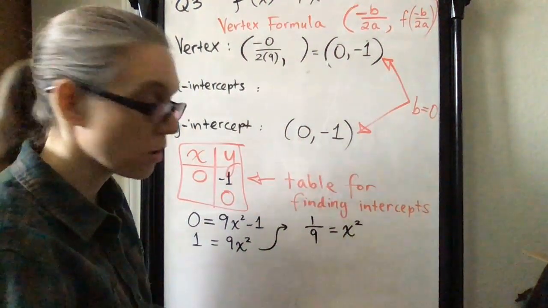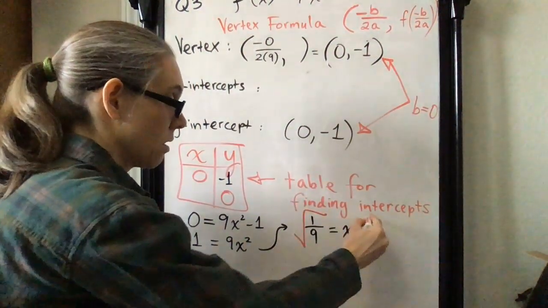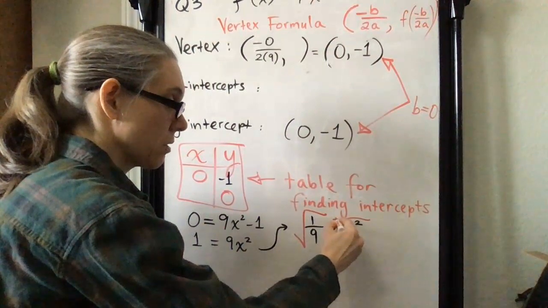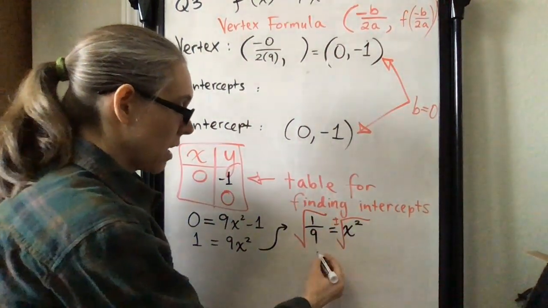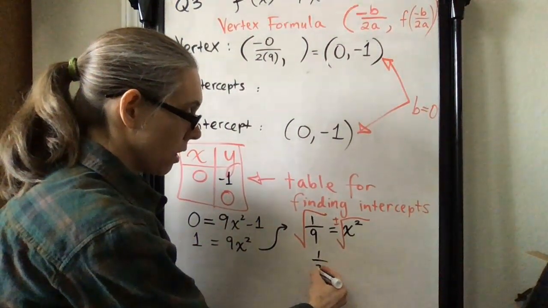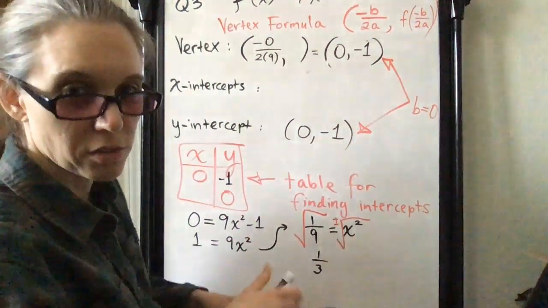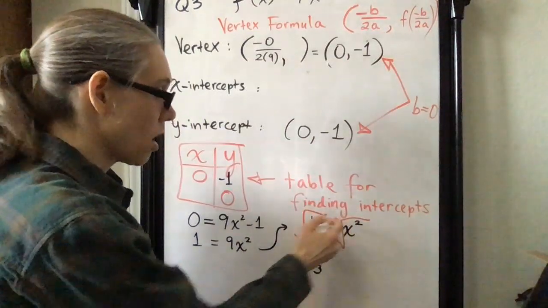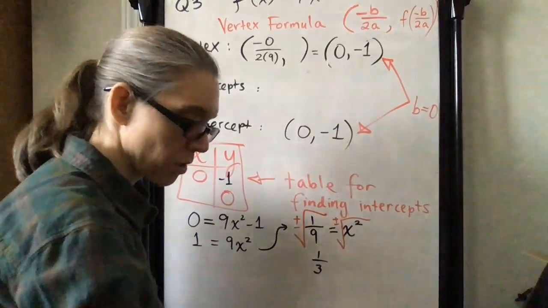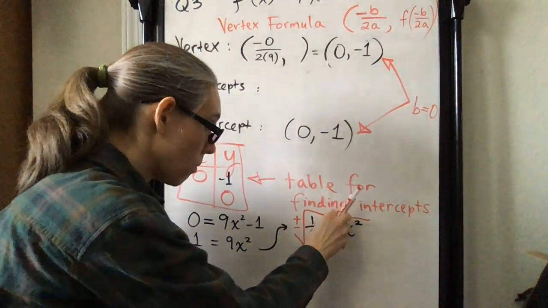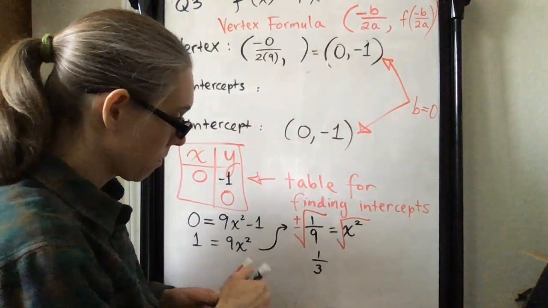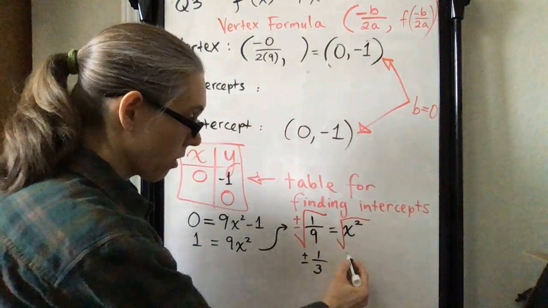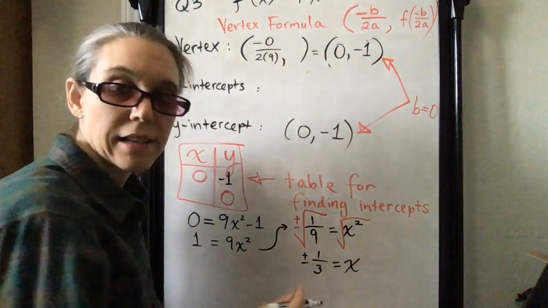Take the square root of both sides. Don't forget the plus or minus. That's very important. The square root of 1 over 9 is 1 over 3. Sorry, the plus or minus should go on the other side. Let me fix that. It's not wrong to put it there. It's just not very helpful to put it there. Okay, so we have the plus or minus 1/3 is equal to x.